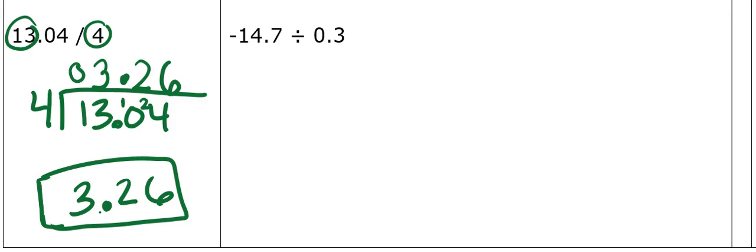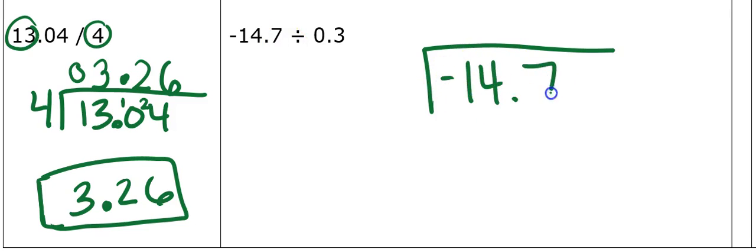Now this one's a little trickier because once we set it up, again the first number goes inside, I get negative 14.7 divided by 0.3. Well, now I have a decimal on the outside. It makes it a little trickier. Essentially what we have to do is make this a whole number, so we're going to swoop this decimal all the way over until it's at the end, until this is a whole number. By moving it once, I essentially multiplied by 10, but I can't just say I didn't like 0.3, so I'm going to change it to 3.